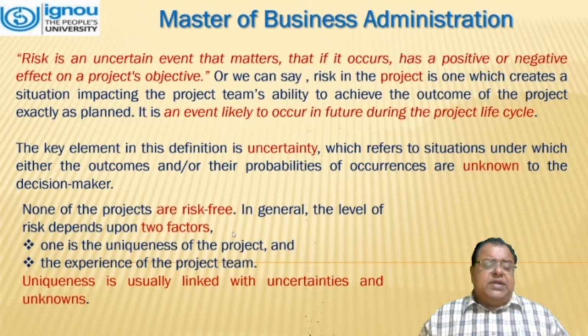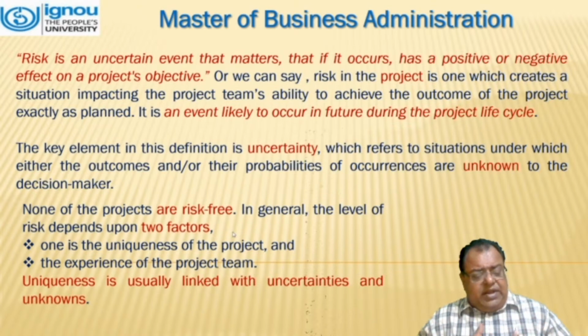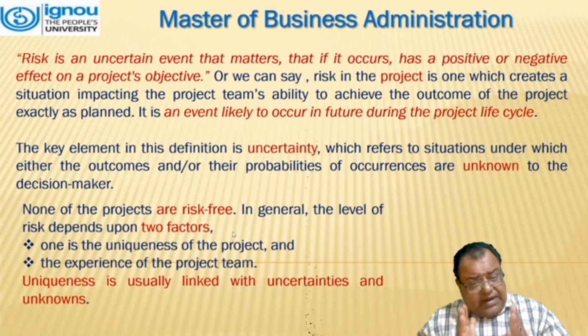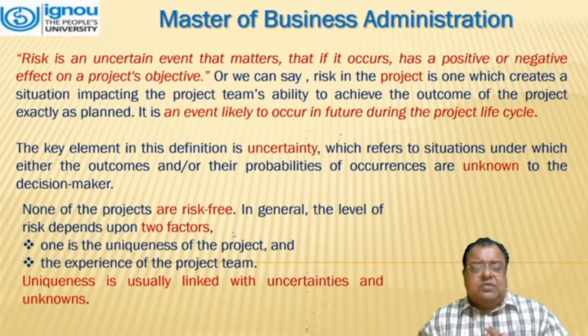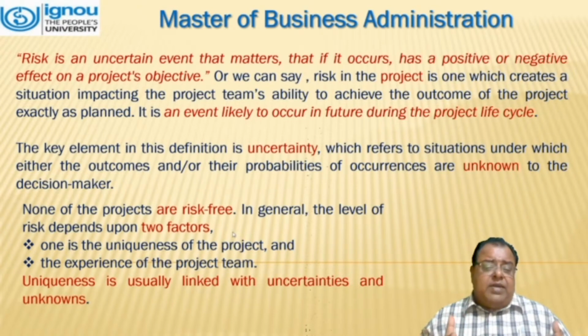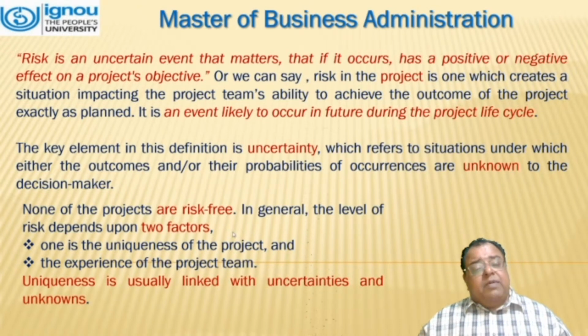The key element in this definition is uncertainty, which refers to the situation under which either the outcomes and or the possible probabilities of occurrence are unknown to the decision maker. That means we can say that the probability of occurrence is unknown. None of the projects are risk free.